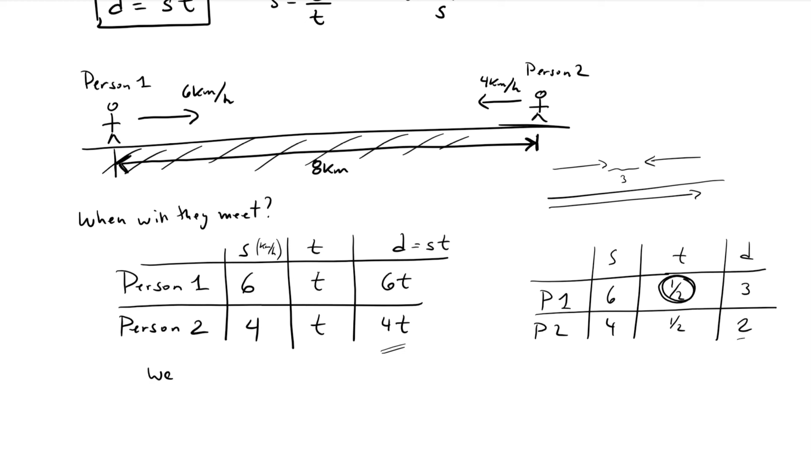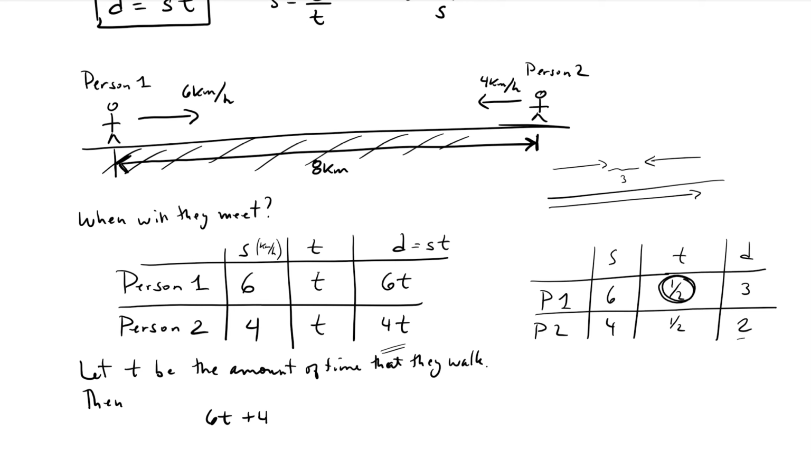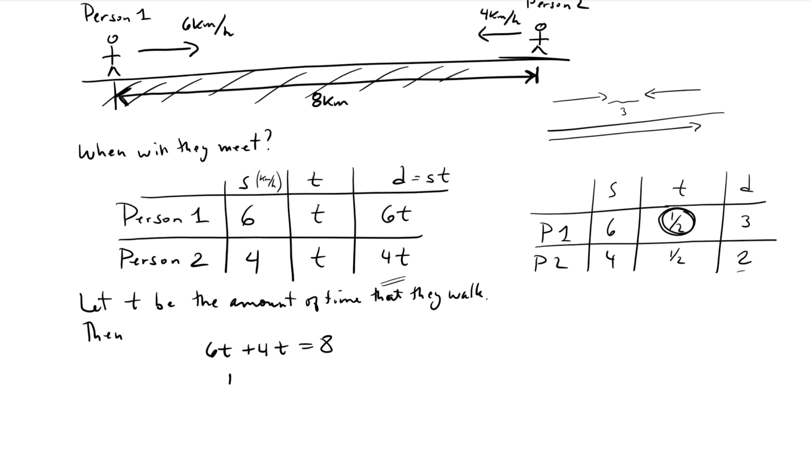So maybe I should specify what t is. So let t be the amount of time that they walk. Then I know that the total distance traveled must be 8. So that means that 10t must be 8. That means t must be 8 over 10.